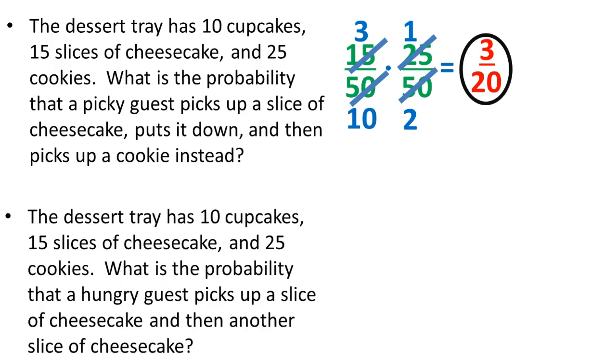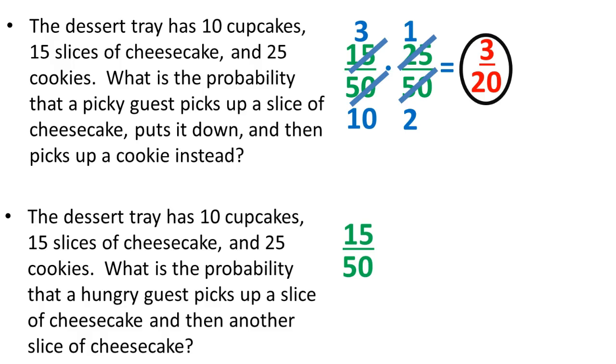In this situation, there's a couple things to note. We're still looking at the probability of 2 different events happening in order. So we're still treating it like "and" probabilities. We're multiplying the probabilities together. In this case, though, the hungry guest picks up a slice of cheesecake and then another slice of cheesecake. They don't put the cheesecake back. So we start with a total of 50 items on the tray. 15 of those are cheesecake. So we have a probability of 15 over 50.